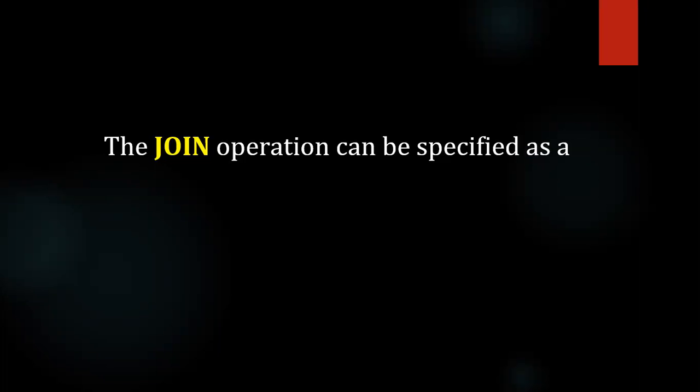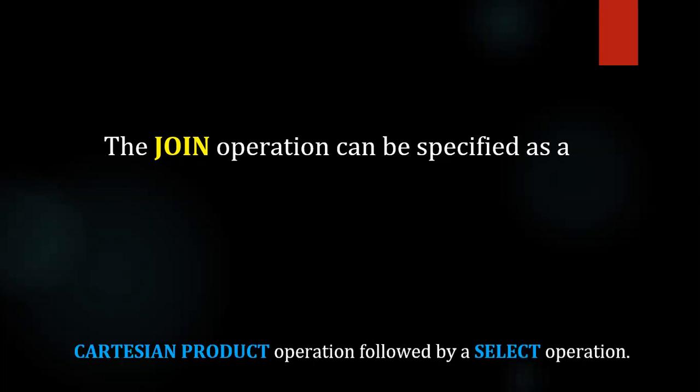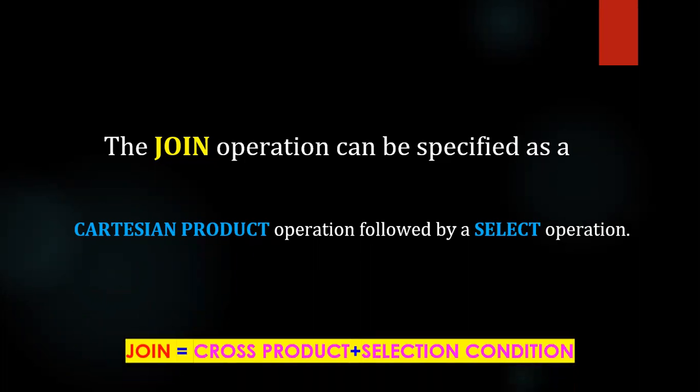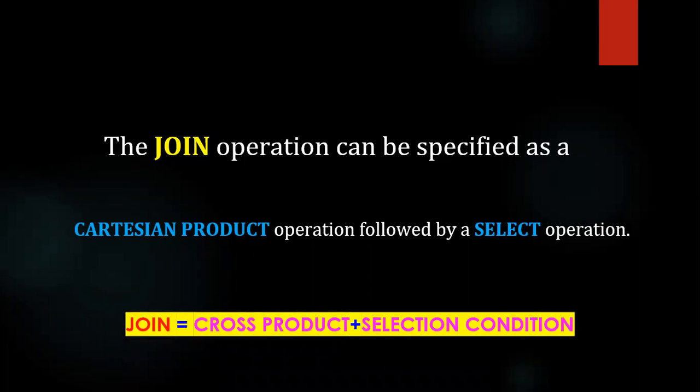Before that, let's see the meaning of join. Join operation can be specified as a Cartesian product followed by select. Means, to get the result of join, first we need to apply Cartesian product, and we know how the Cartesian product works, so that also I have already discussed. Take the result of Cartesian product, and on that result apply selection condition.